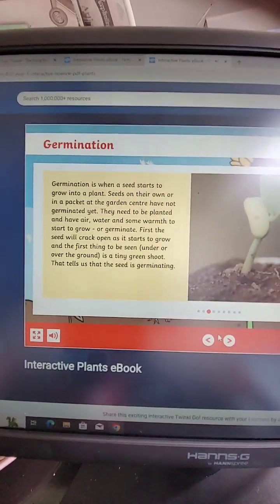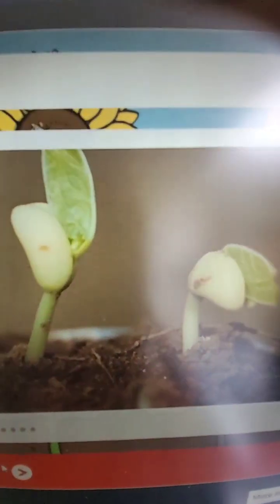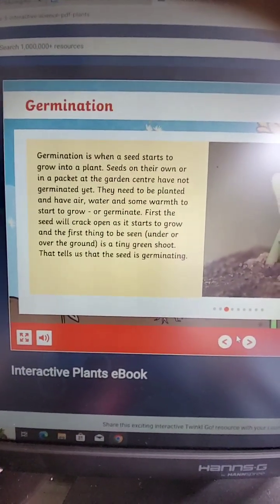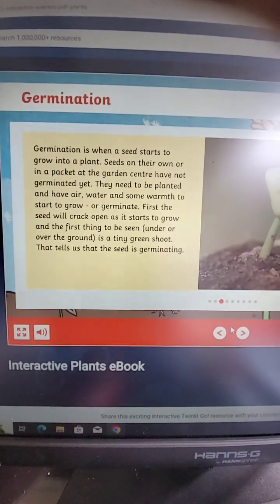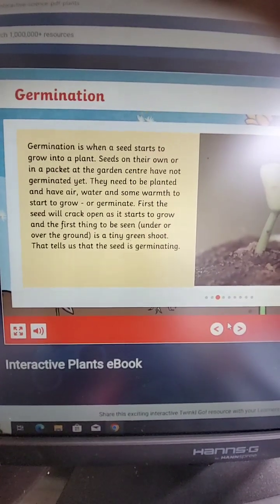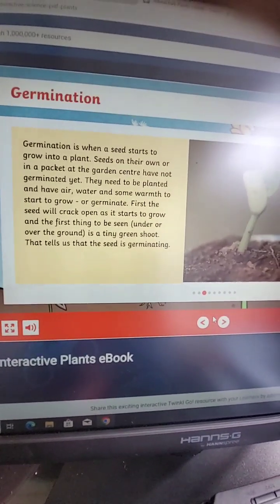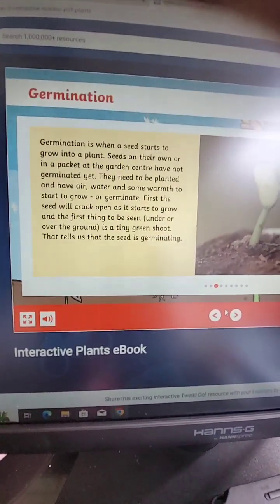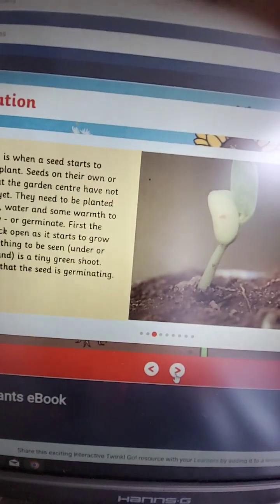Germination is when a seed starts to grow into a plant. This is the way that from a seed a plant grows. They need to be planted with air, water and some warmth to start to grow or germinate. First, the seed will crack open as it starts to grow, and the first thing to be seen under or over the ground is a tiny green shoot. That tells us that the seed is now germinating. So you can see this is where the seeds germinate.